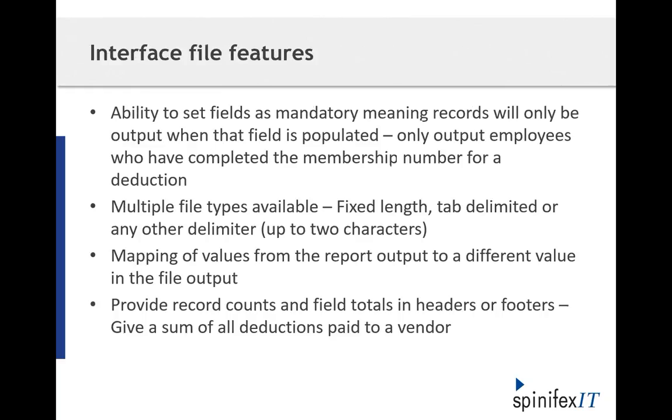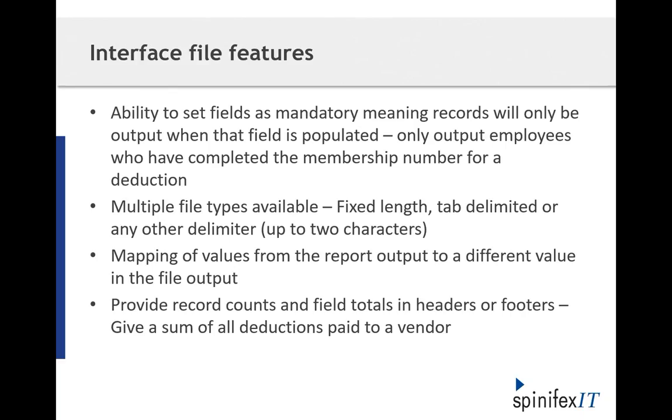Some of the other features that you'll see are available, and I'll show you these when I get to the demo, is you can also set particular fields in your report to be mandatory. So if you know the data that you're sending across to another system has a mandatory field, and they try to import that data and that field is missing, it's going to bomb the whole process. You can set that field to be mandatory in the interface file, and those records, if they're missing that, won't be output.